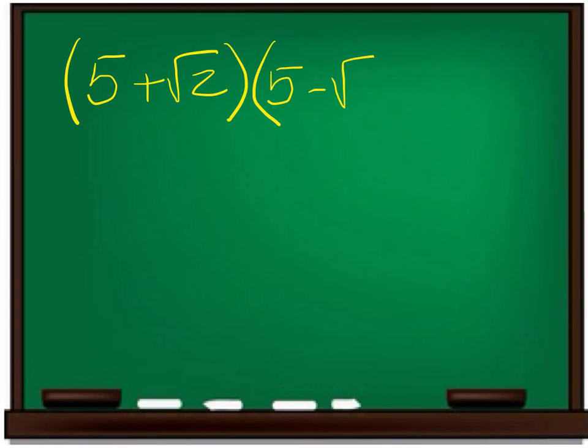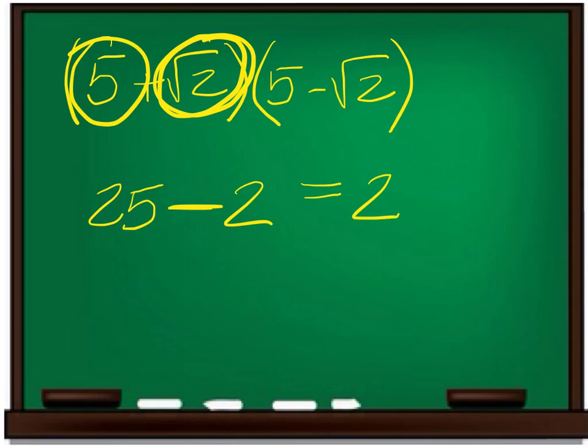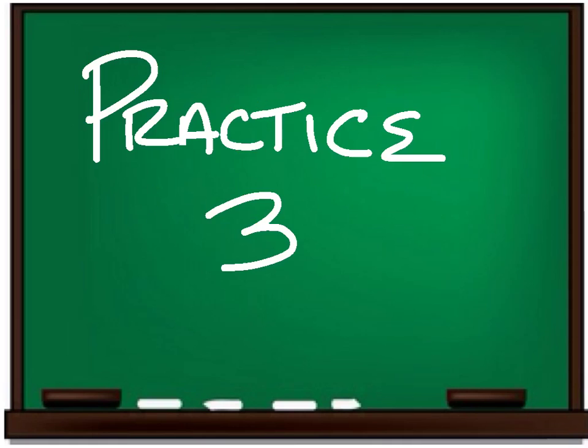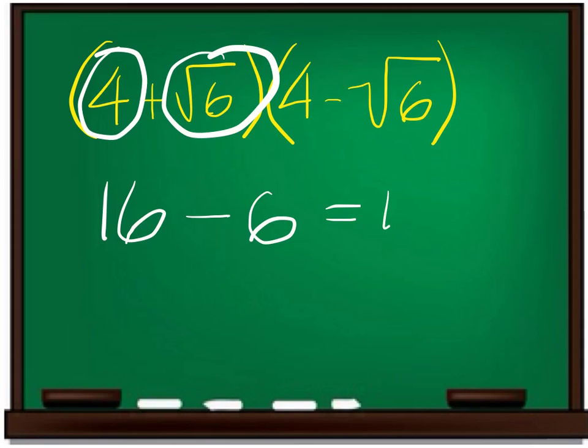Example 4. This is practice on the difference of 2 squares. If I had 5 plus square root of 2 and then times 5 minus square root of 2, I would square this number to get 25. Put a minus sign down always, and then square this to get 2. The answer would be 23. Practice 3. On the practice problem, square this to get 16 and then put minus, square this to get 6. The answer is 10.